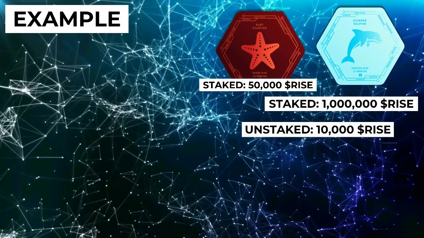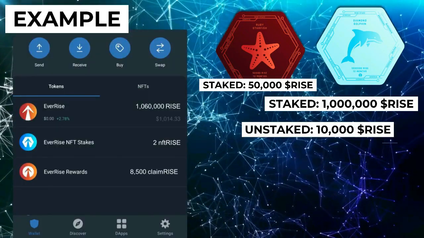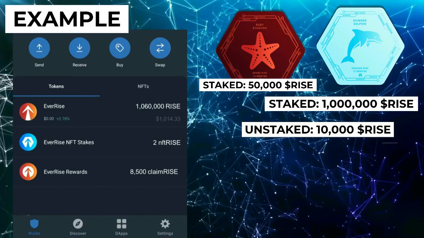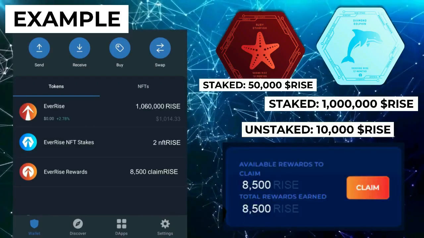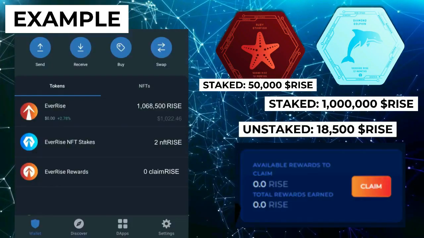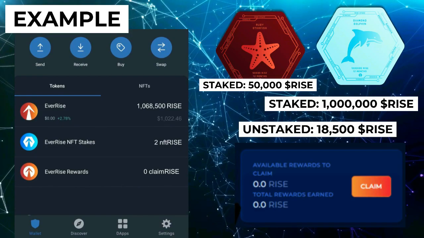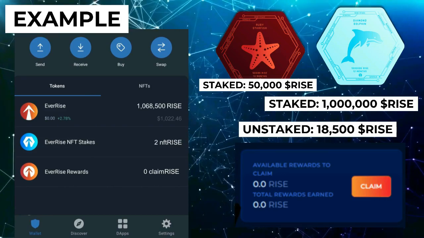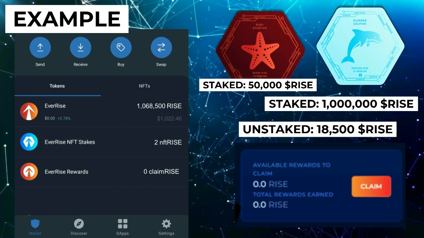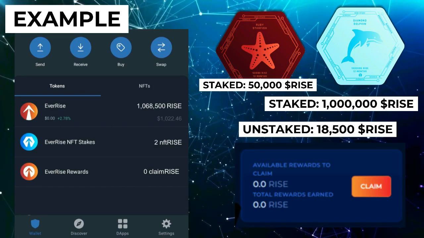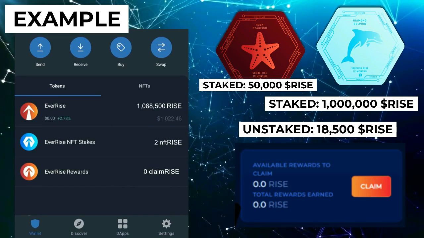Our wallet will now show the following information. We see 8,500 claimRISE because this is the amount of RISE available for us to claim. Now when we claim this RISE by clicking this button, our token values change. We now have 1,068,500 RISE, both staked and unstaked, because the 8,500 RISE has just been claimed. We still have 2 NFTs, so we see 2 NFT RISE, and we now have 0 claimRISE because there is no more rewards to claim.